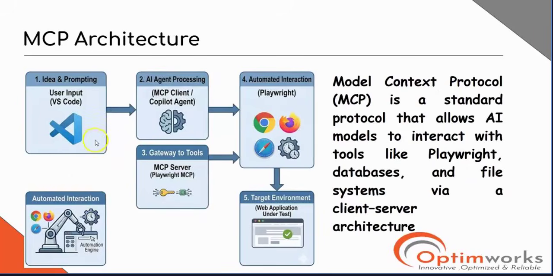So this is the architecture. When the user gives the input through VS Code, the AI brain decides which steps are needed to test the site. This is the MCP server, the gateway. It translates the AI's thoughts into commands the tools can understand. Then Playwright, the automation engine, physically opens Chrome or Safari to run the test. This is the target environment, the actual website being tested to ensure everything works perfectly.